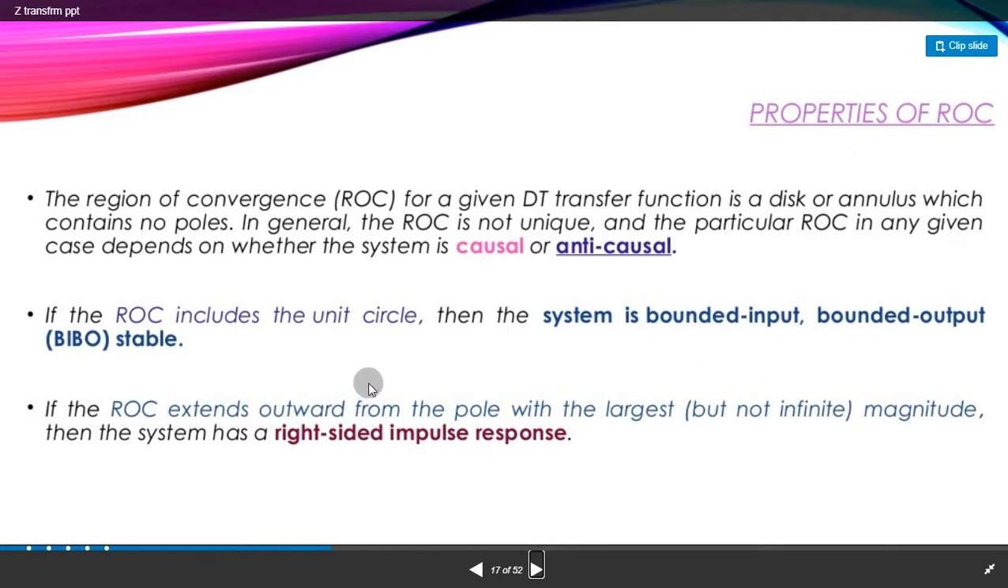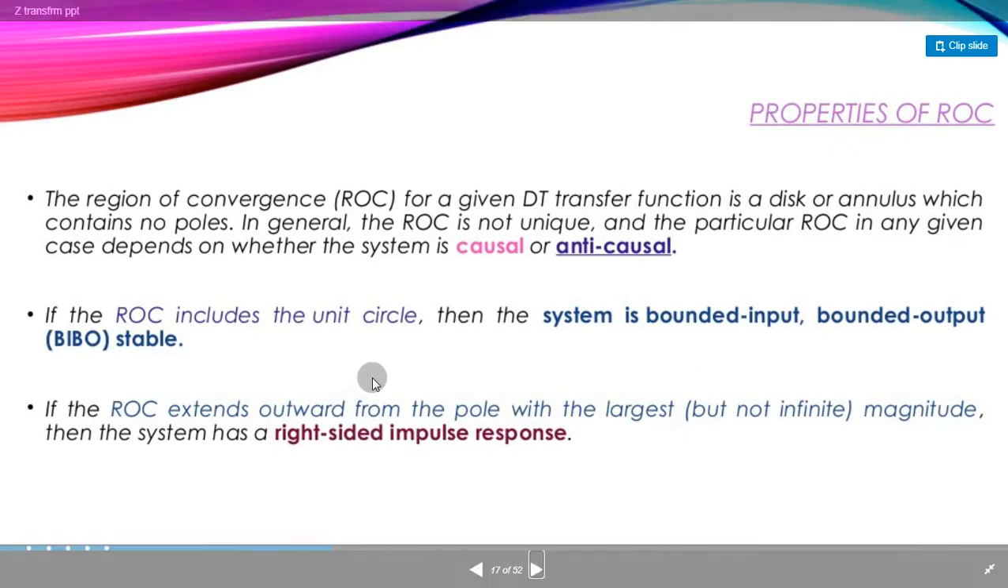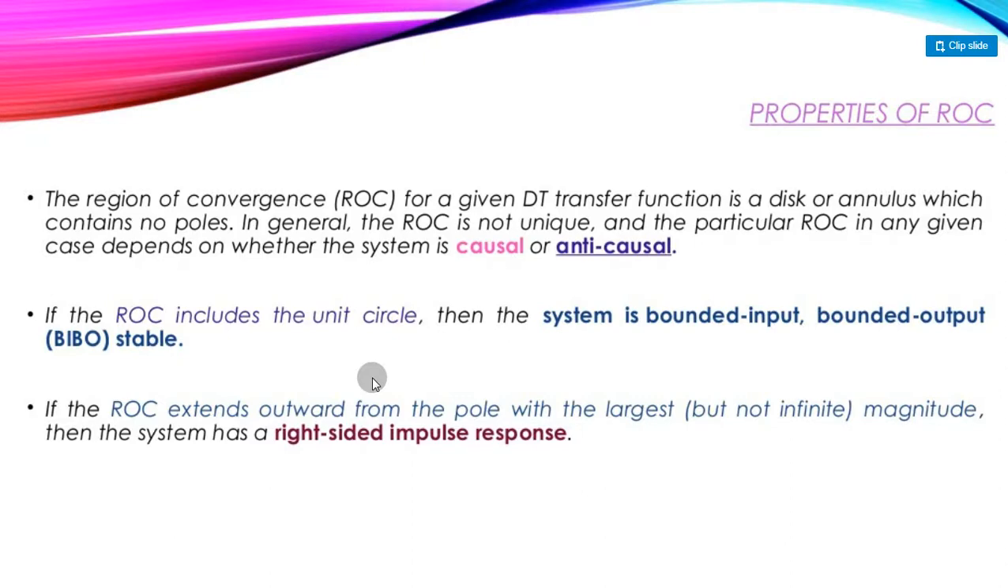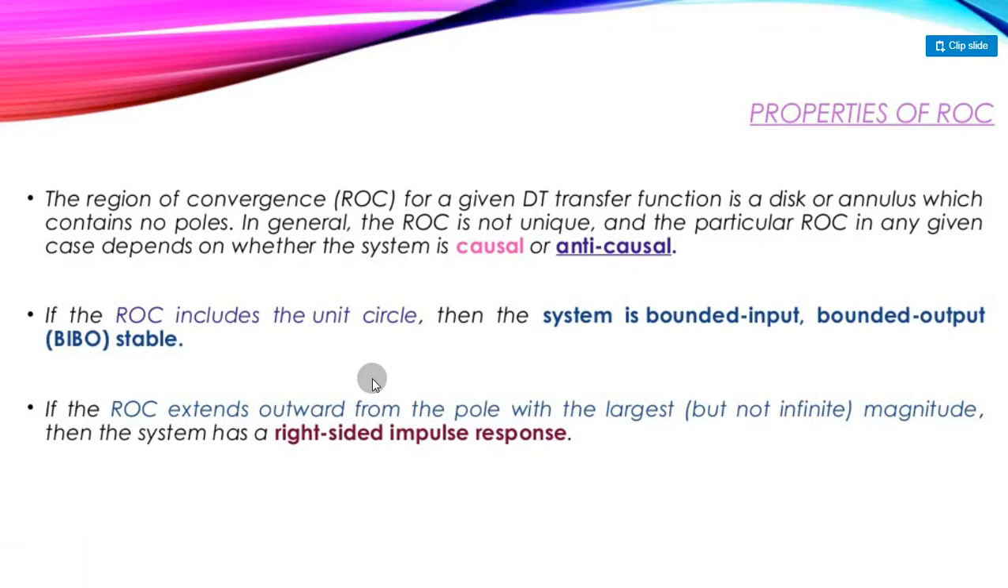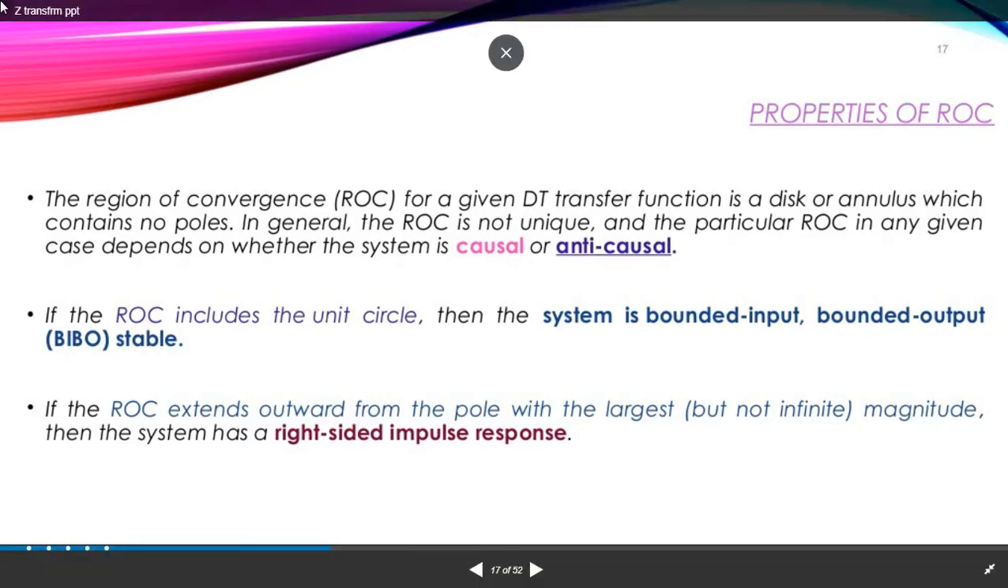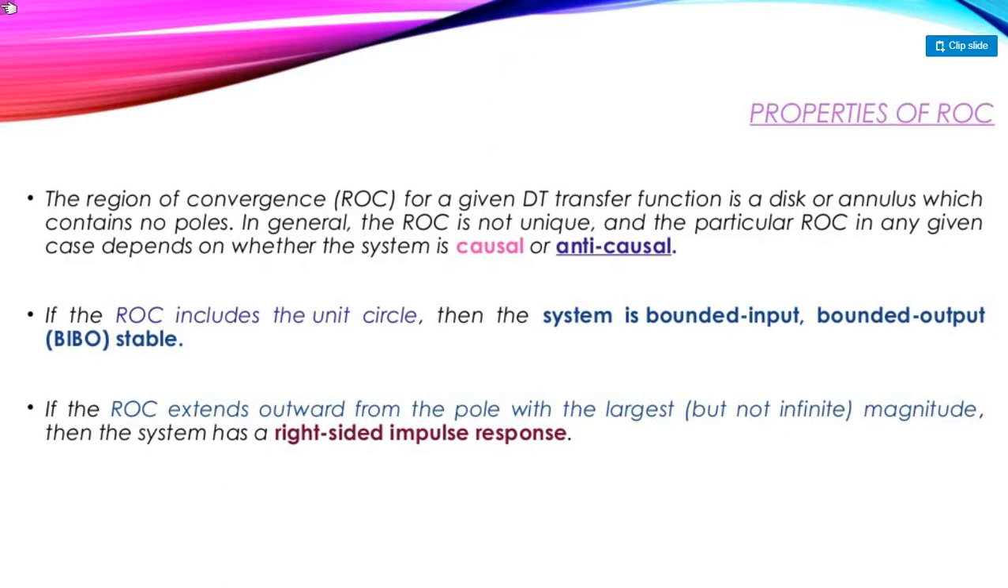The region of convergence for a given discrete time transfer function is a disk or annulus which contains no poles. In general the region of convergence is not unique, and the particular region of convergence in any given case depends on whether the system is causal or anti-causal. This specific statement can be understood with specific examples.